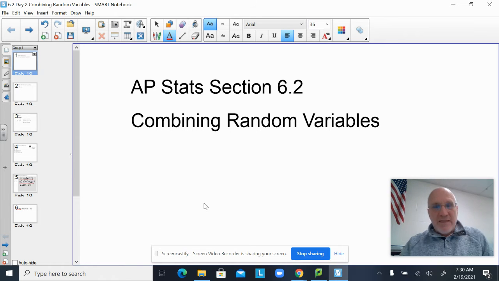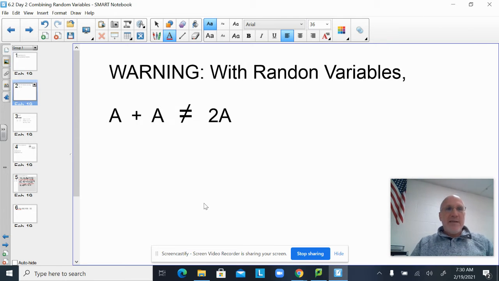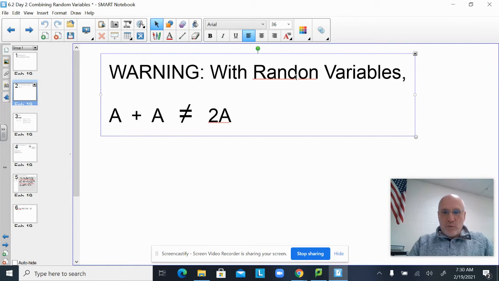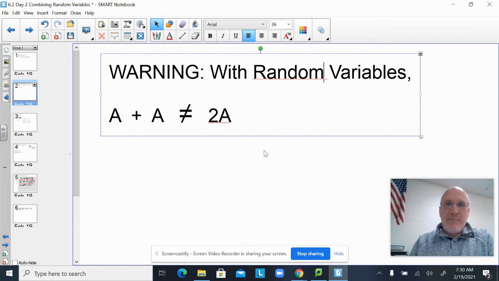Okay. The last part of the conversation, which there just wasn't quite enough time for on Wednesday, is about this. It says warning. First of all, there's a typo here. I apologize. It says warning. With random variables, A plus A does not equal 2A. Algebraically, that's a stupid inequality, but it's true with random variables. So here's what I want to do.